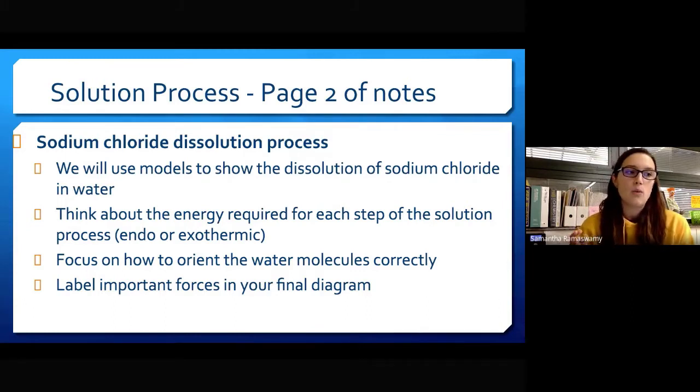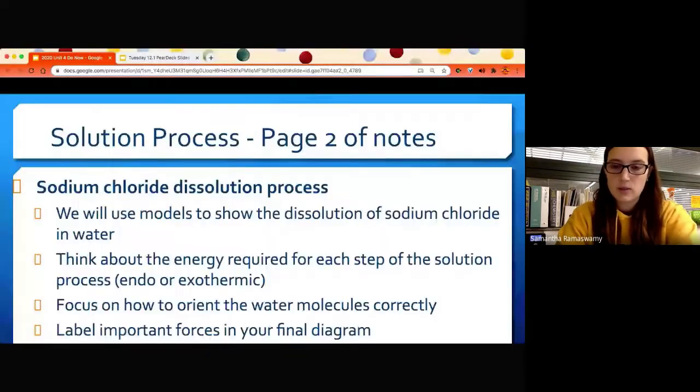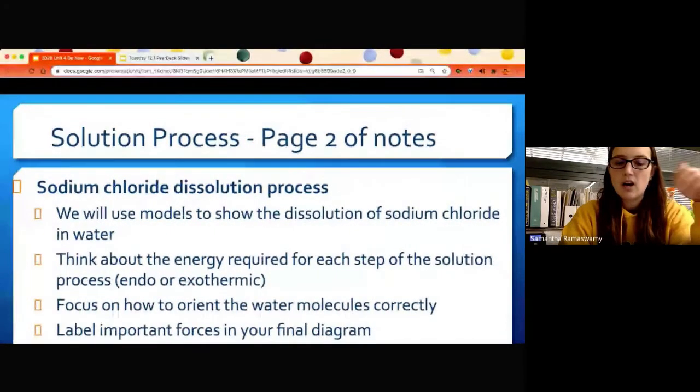I also want us to be thinking about the energy required for each of the steps, whether it's exothermic or endothermic, so whether energy is required or released, focusing on orienting the waters in the correct way, so looking at correct orientation. We're also going to look at labeling important forces in our diagram. So I'm going to share with you the document camera view.